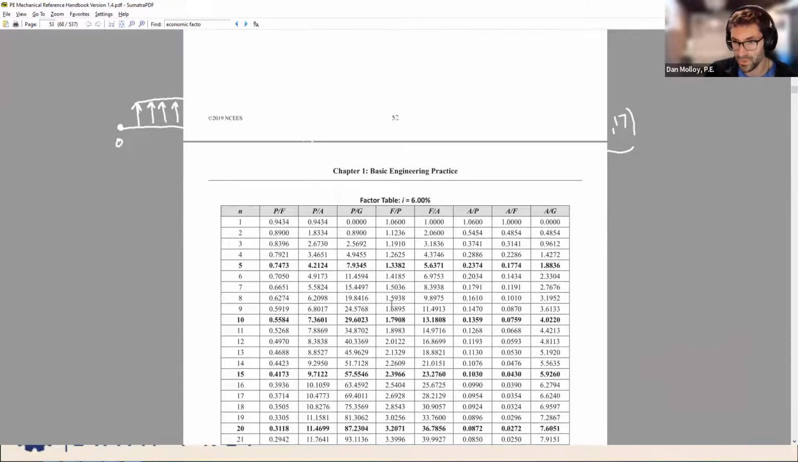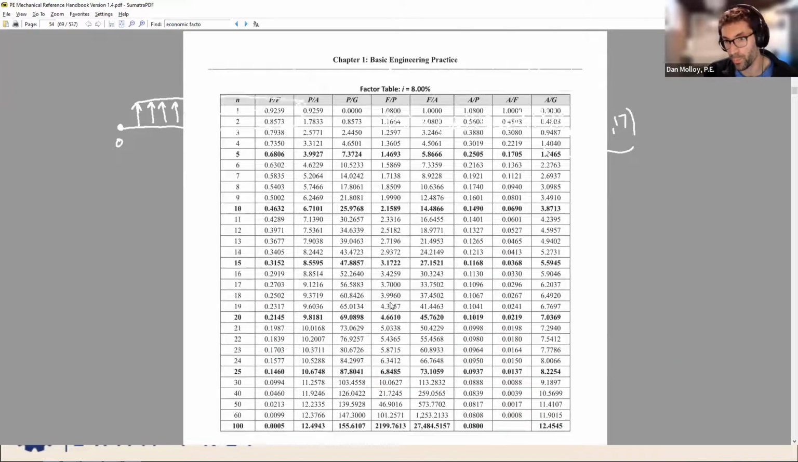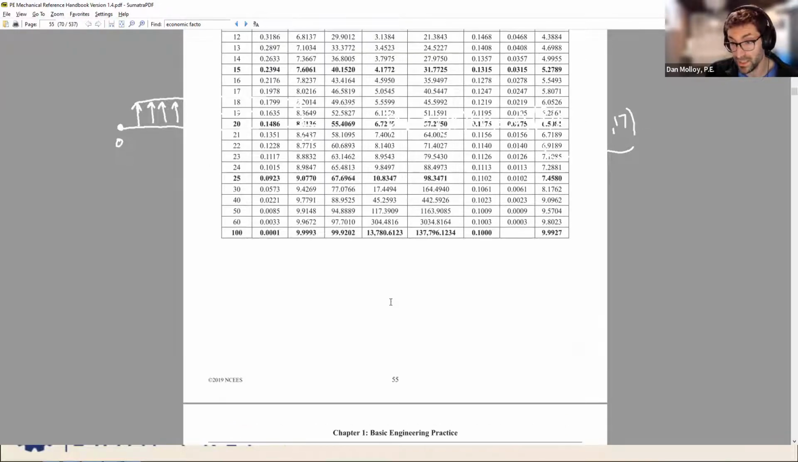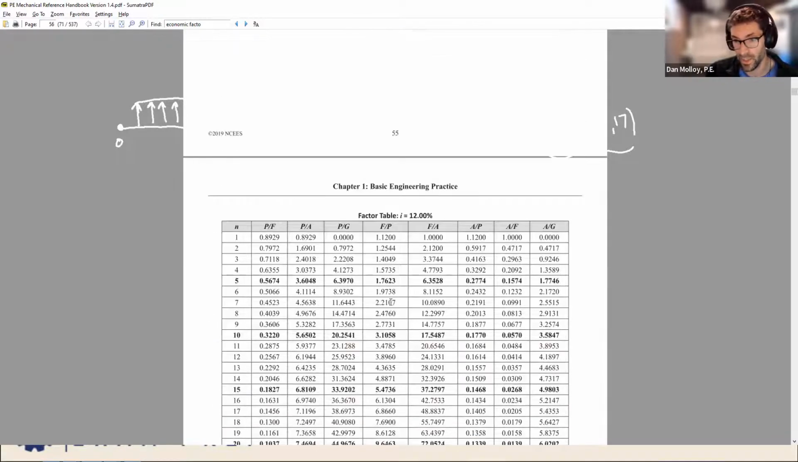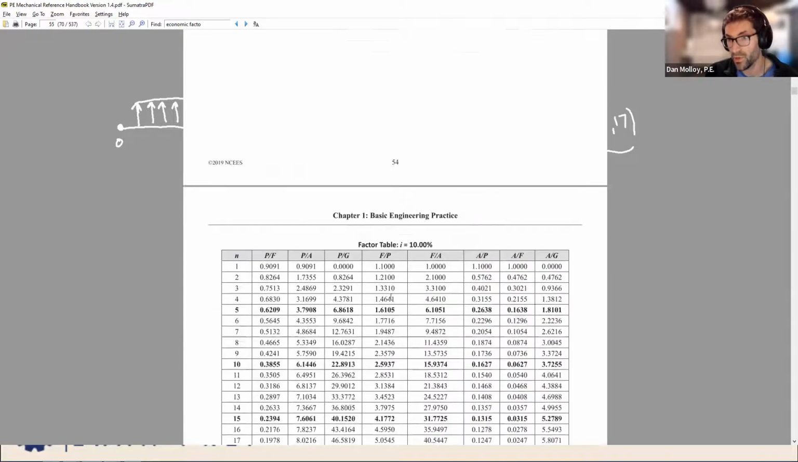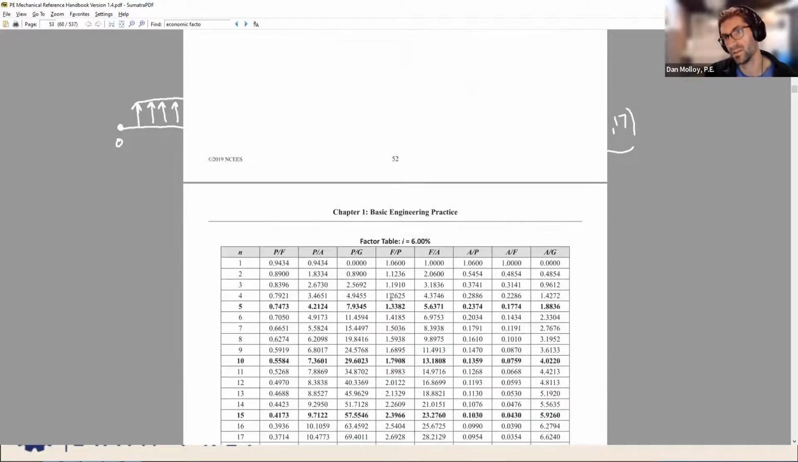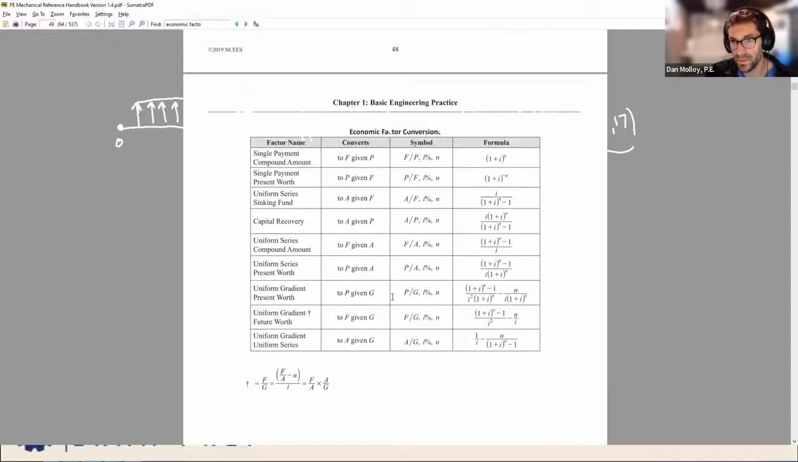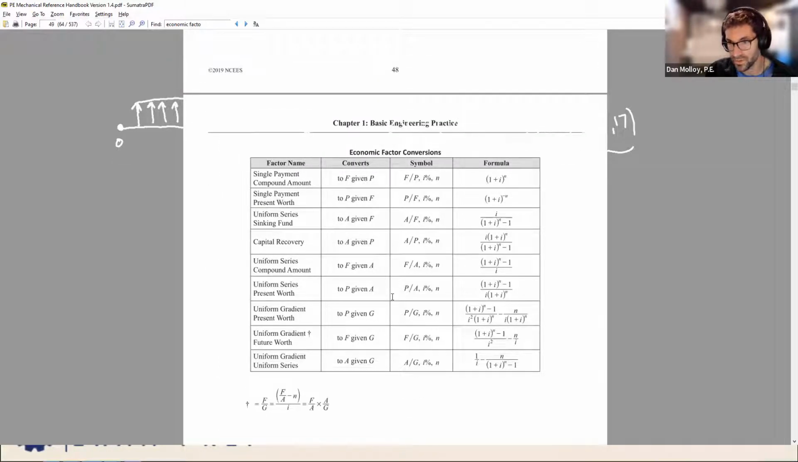I didn't want to torture you and give you a lot of example problems that used these intermediate numbers, but I did put a couple in there because I want you to be able to deal with it. One option is to use these tables anyway and interpolate. Another option is to calculate it exactly. And the way to do that is using the economic factor conversions.